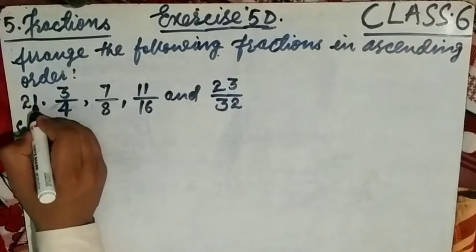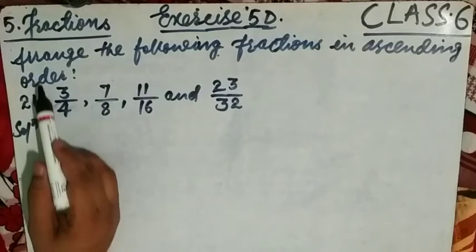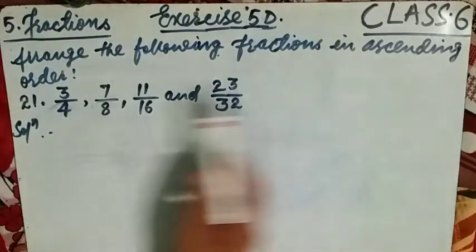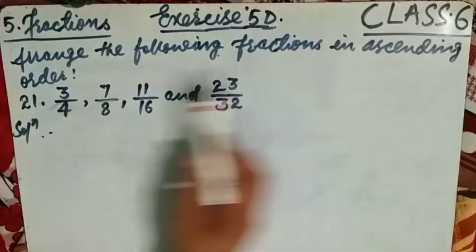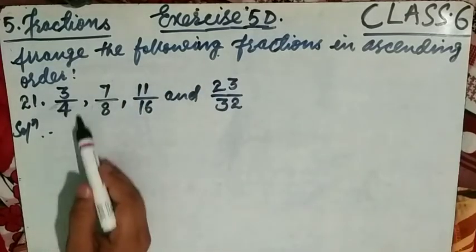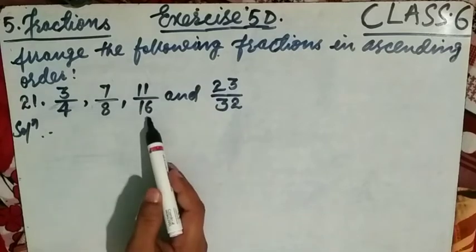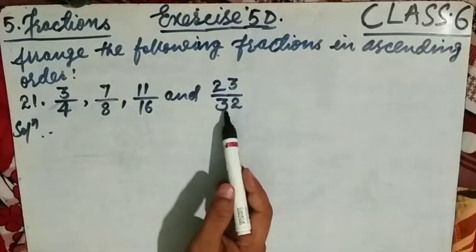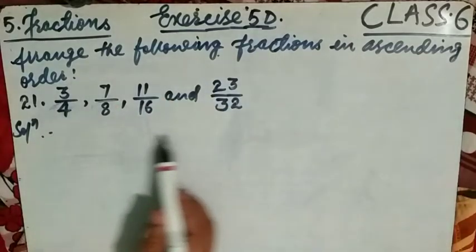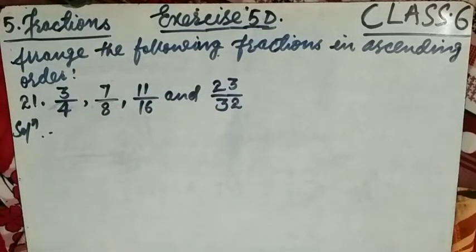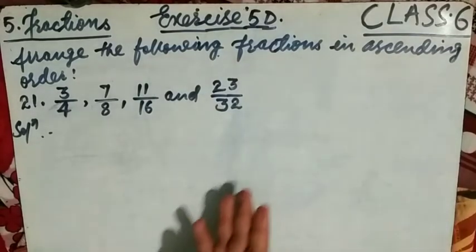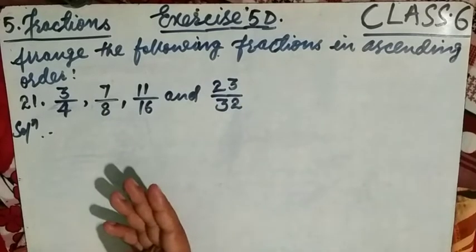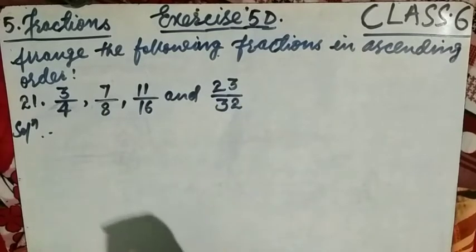Now see, we have taken question 21, which says: arrange the following fractions in ascending order. The fractions are 3 by 4, 7 by 8, 11 by 16 and 23 by 32. How do we decide which fraction is greater and how to compare? In the previous video we compared two given fractions, which is very easy. But here more than two fractions are given. First of all, we have to compare which fraction is the least and which is the greatest.